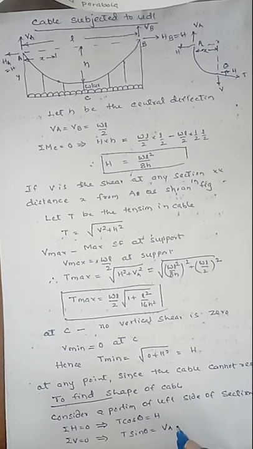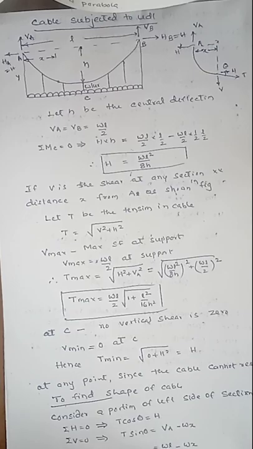Here VA minus WX equals WL by 2 minus WX. That is the shear force at any section: WL by 2 minus WX.